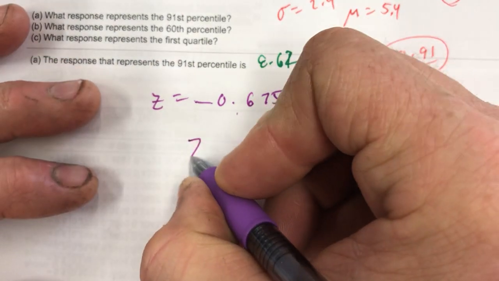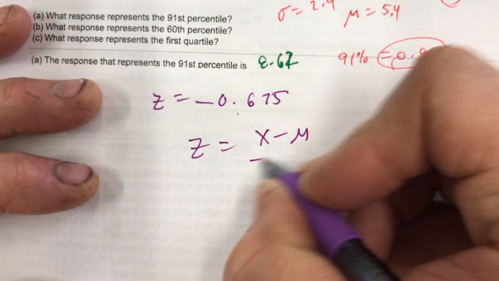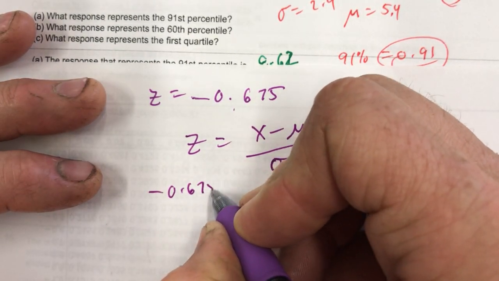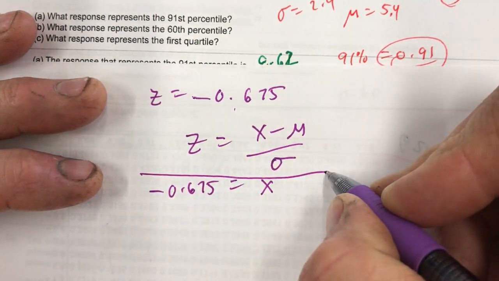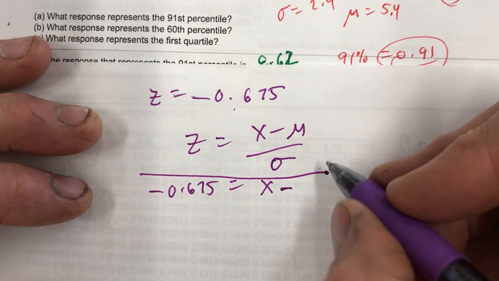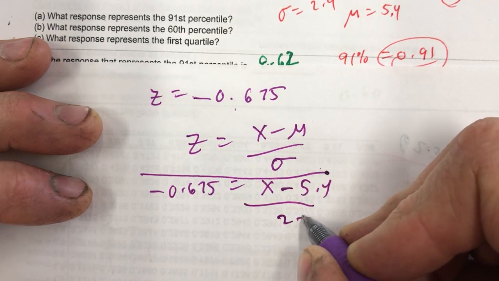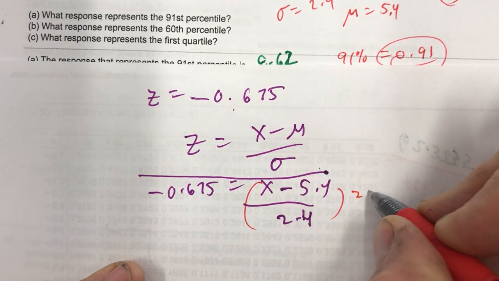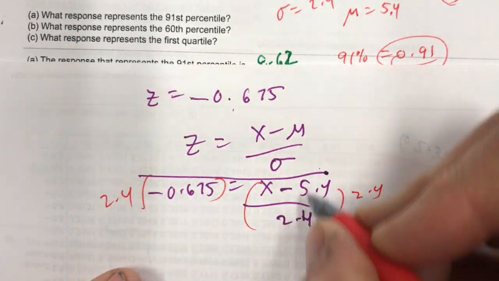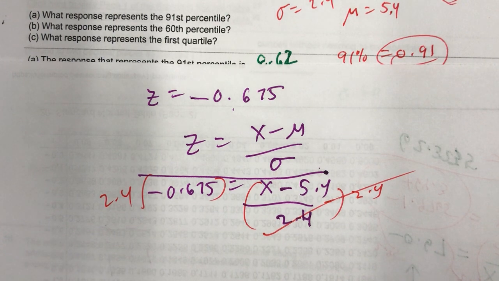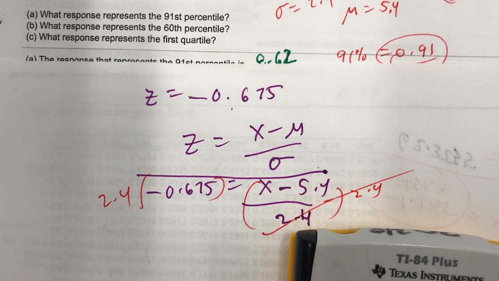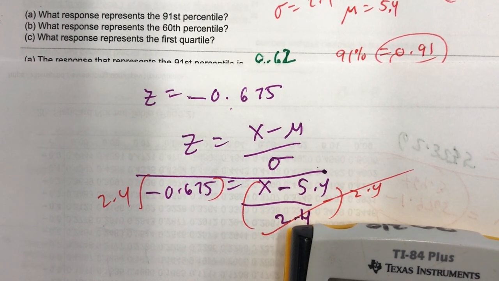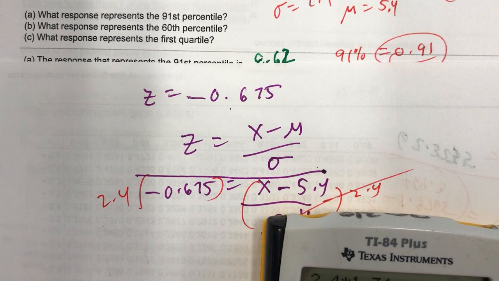So I do my z equals x minus mu divided by sigma. All right, so my z-score is negative 0.675. The x value, I don't know. The mu, it tells us, is 5.4. Standard deviation is 2.4. Okay, so I solve this. I multiply both sides by 2.4 and make this cancel off. So I've got 2.4 times negative 0.675. That comes up to negative 1.62.